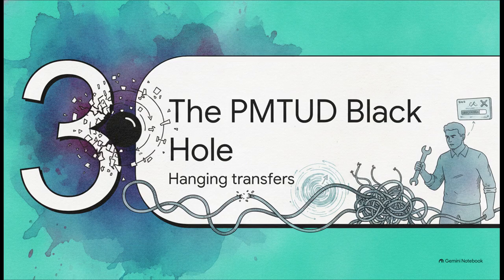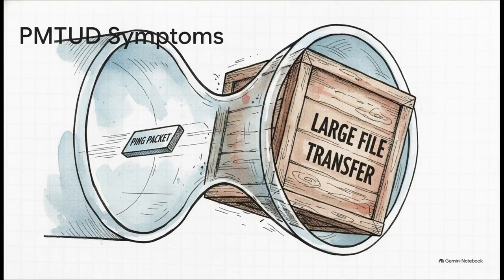That brings us to Section 3, the PMTUD black hole. The mystery of hanging transfers. This is honestly one of the most common and, frankly, infuriating issues for system administrators. The classic symptom is incredibly deceptive.